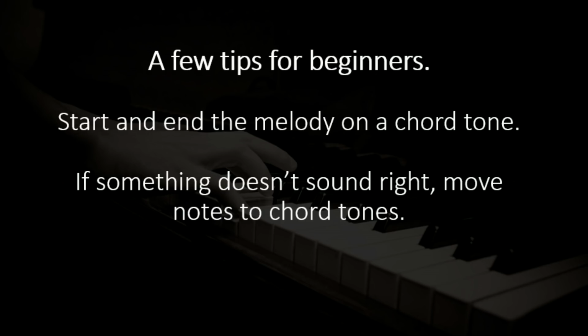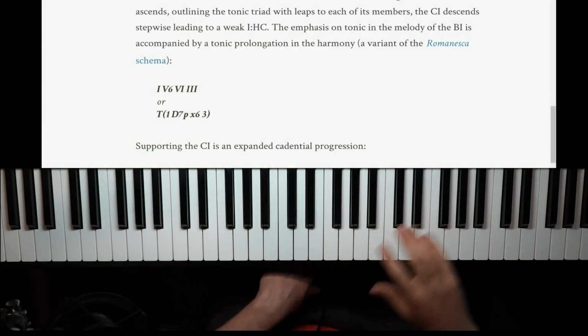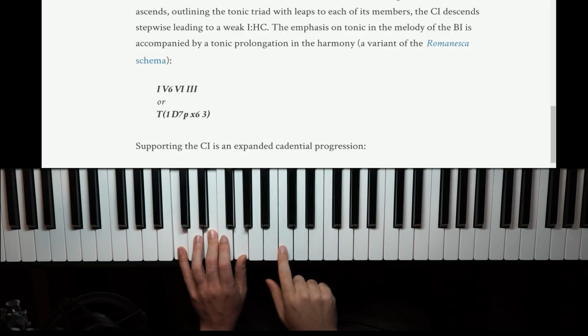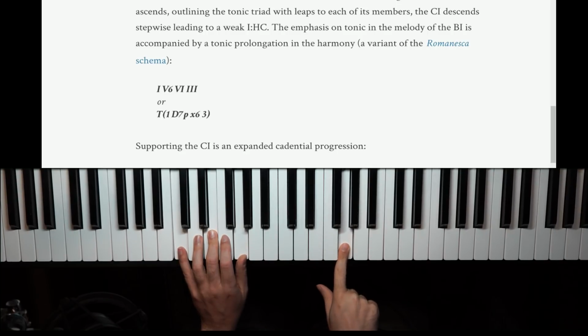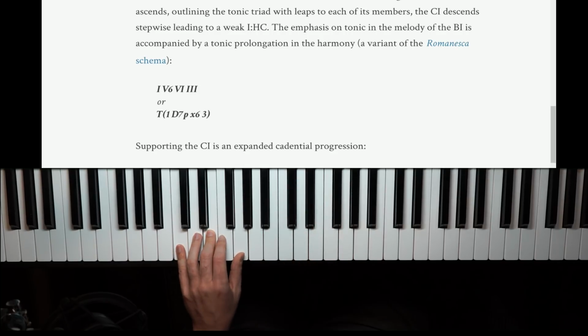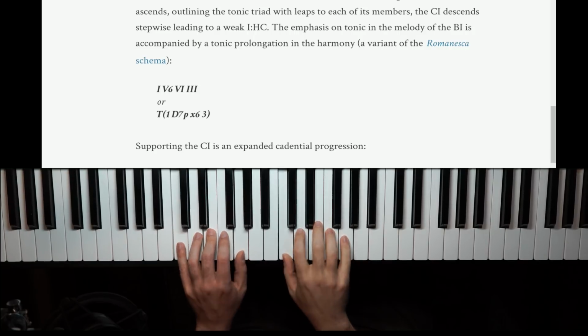Okay, I got some tips for you if you're a beginner. So you want to start and end the melody on a chord tone, which is whatever chord you have in the bass. So say we're in C major and you're playing a C major chord. If you want to play it safe, start the melody on one of those 3 notes. Now you can start it on a different note if you know what you're doing, but in the beginning when you're just starting out, stick to these 3.